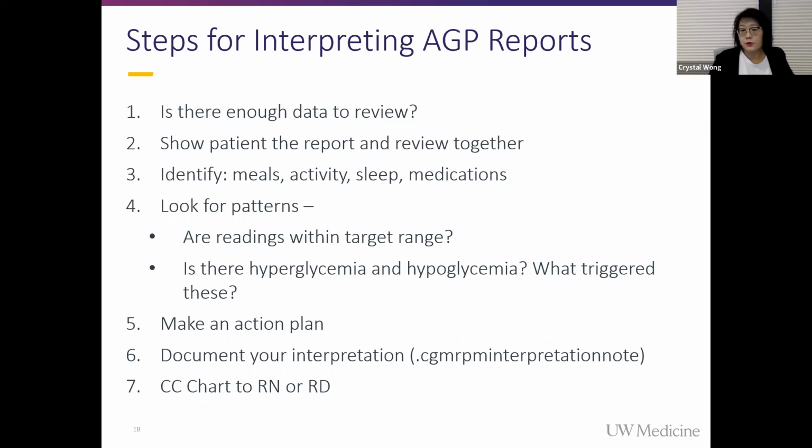So I think here's a good rubric for thinking through how you're going to interpret these AGP reports. Number one, is this report valid? Is there enough data in this report that I can actually make good decisions based on it? Number two, you can do the interpretation without the patient. That's not actually a requirement to bill out the code for that. So you could just do it in basket time.